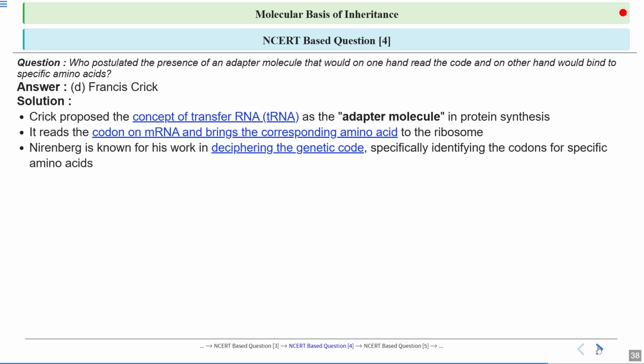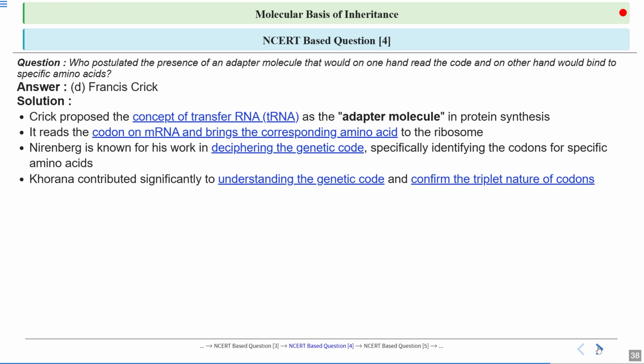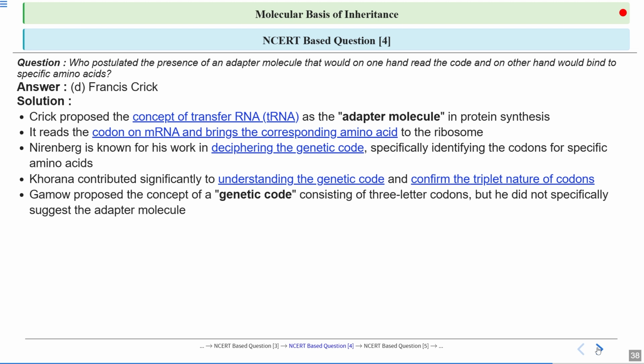Nirenberg is known for his work in deciphering the genetic code, specifically identifying the codons for specific amino acids. Khorana contributed significantly to understanding the genetic code and confirmed the triplet nature of the codons. Gamow proposed the concept of the genetic code consisting of 3-letter codons, but he did not specifically suggest the adapter molecule.